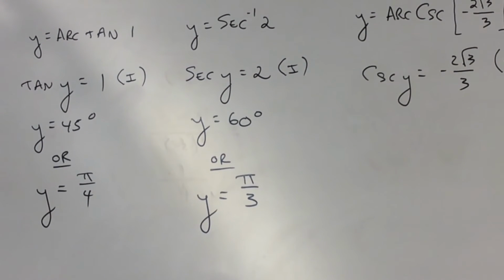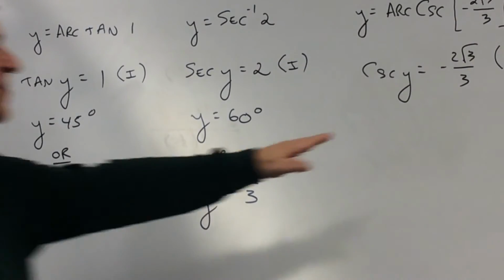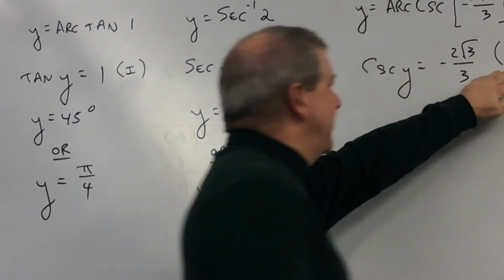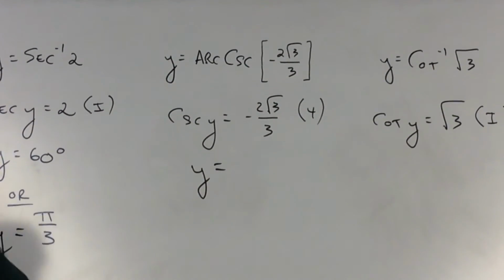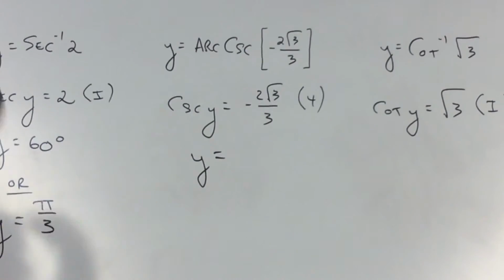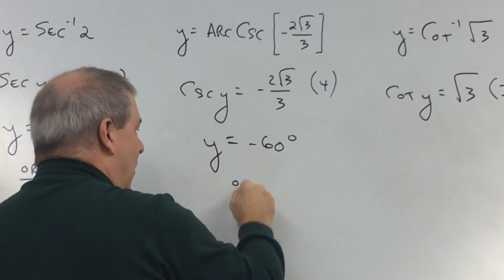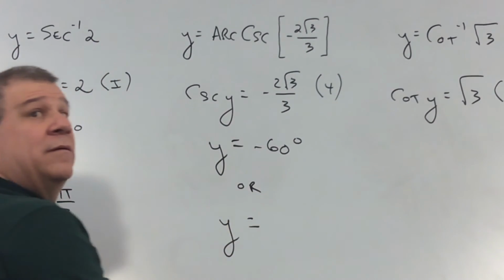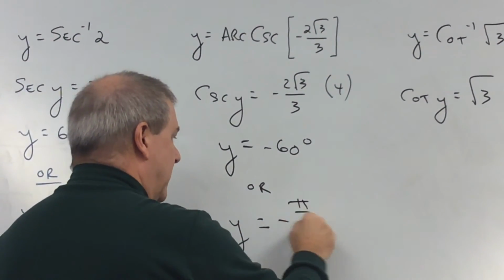How are you going to write the answer? Be careful here. This is where people make mistakes. How are you going to write the answer to this? Because this is in the 4th quadrant. What are you going to put for that? It would be negative 60. Don't go all the way around. Negative 60, or in radians, come on, negative pi over 3.